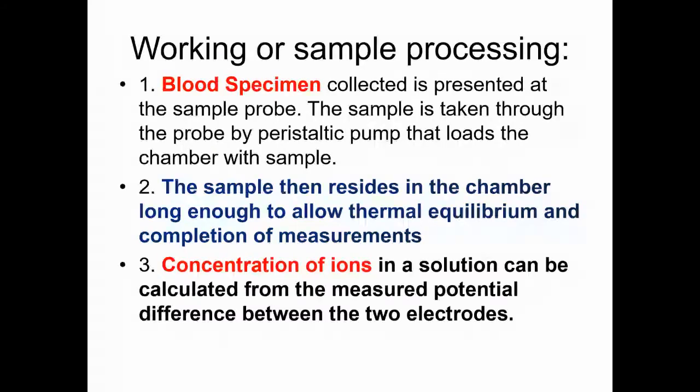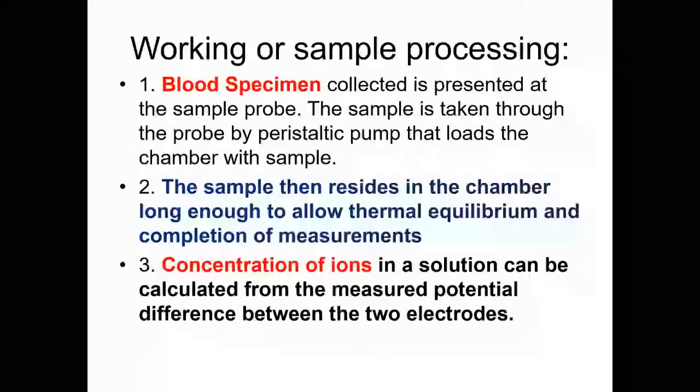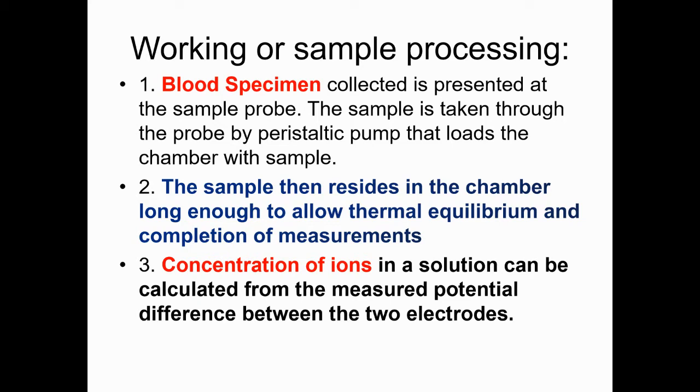And now we'll move on to the working, or sample processing: how this machine is functioning and how it is working. First we'll be taking the blood specimen. Blood specimen in the sense that we can collect a serum sample. That will be collected and presented through the small probe in the machine. The sample is taken through the probe. After the dipping of the tubes, the sample will enter into the probe.